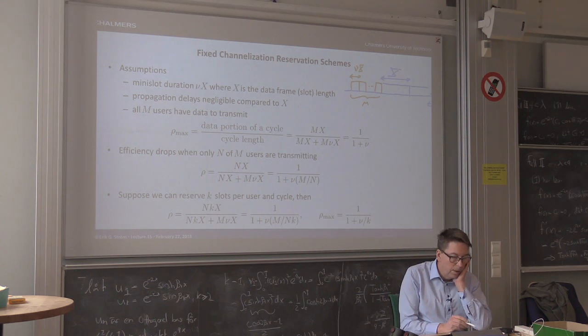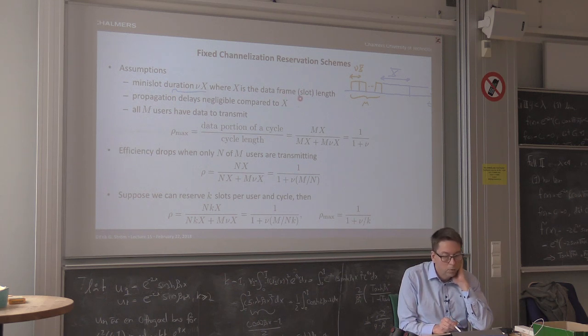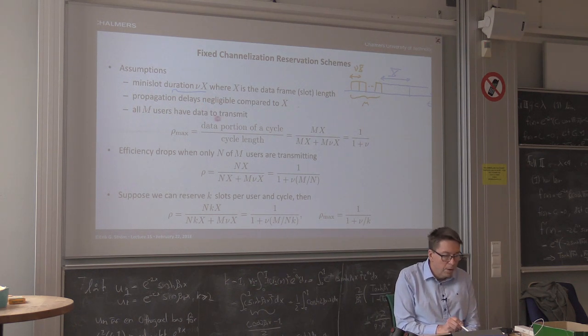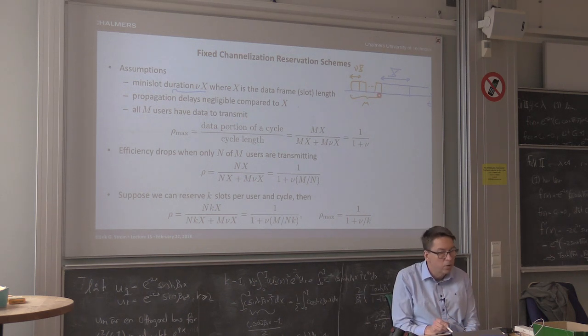Okay, so the mini slot duration is nu times x, where x is the length of the data frame, or sometimes also called the slot. We assume that the propagation delays are negligible here for simplicity. And then we suppose that all m users have data to transmit. So actually all users said, okay, I have data to transmit, which means that the number of data frames here is m frames for data, m mini slots for reservation, and m data slots for transmission of data.